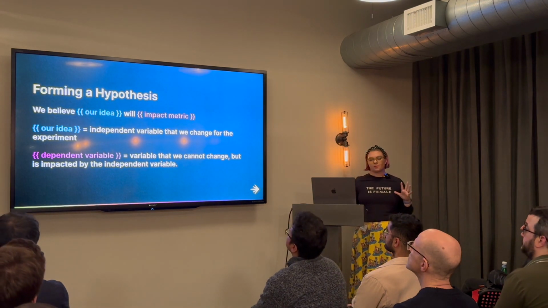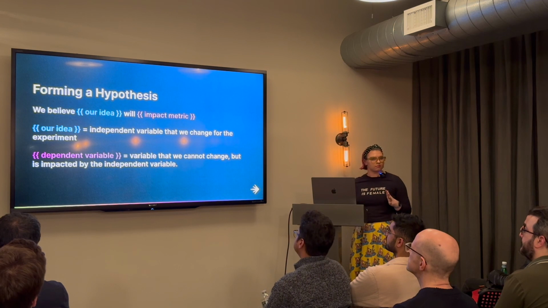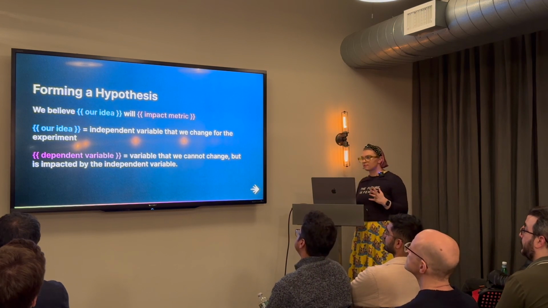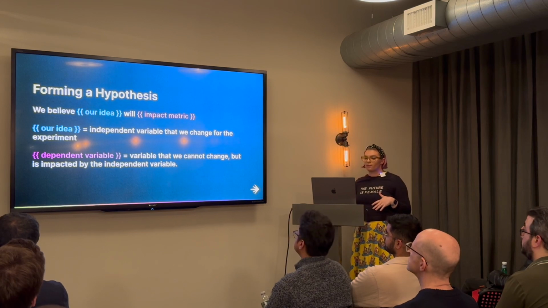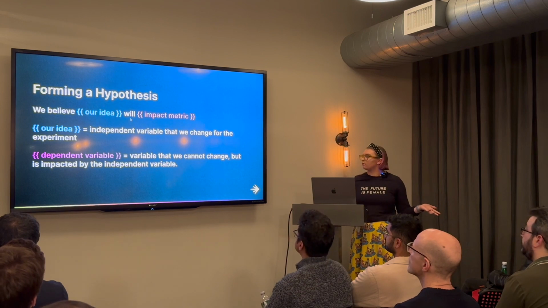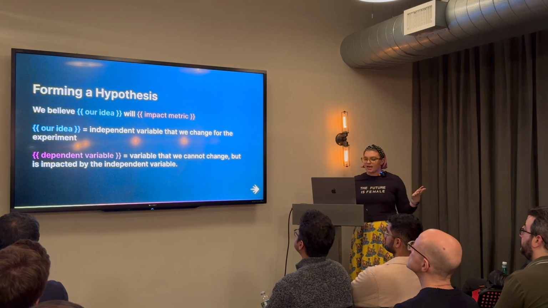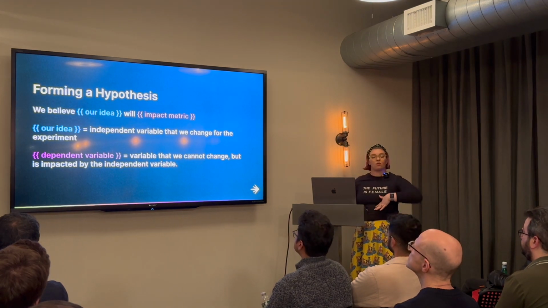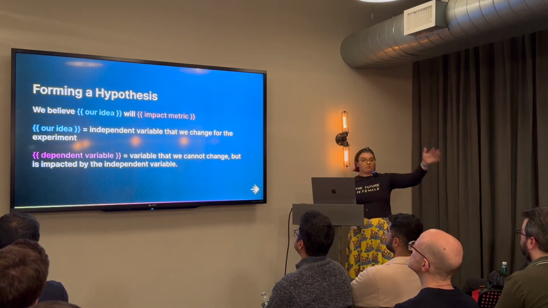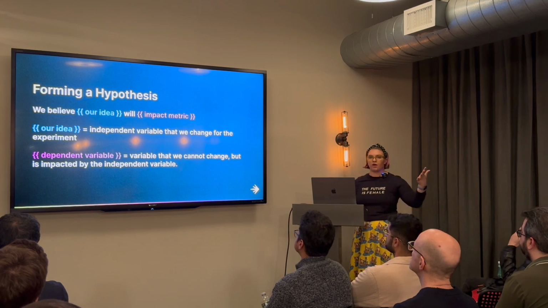What hypothesis might we craft? What would this look like? Done some research. We believe probably that product display page will impact a metric, that add to cart button. So if we think about this, our idea is always an independent variable. So that's something that we change. That's the thing that we're testing, right? We're going back to y equals mx plus b. That's 9th grade algebra.